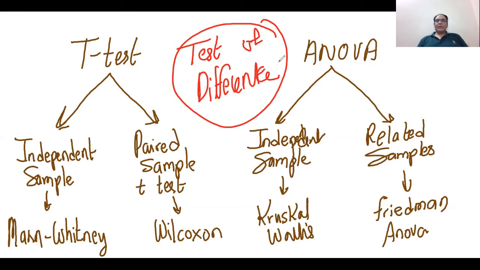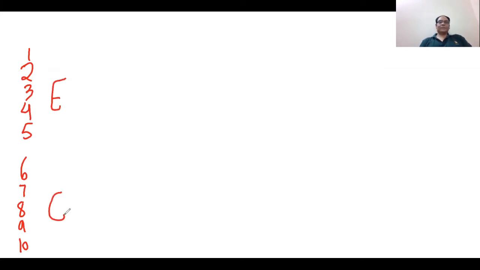Okay. So let me move to the next slide. Now I'm giving you one example, and this example will help you in understanding the concept of rank. Suppose there are 10 patients, 1, 2, 3, 4, 5, and 6, 7, 8, 9, 10. So I am taking 2 different groups. This group is my experiment group, and this group is my control group.